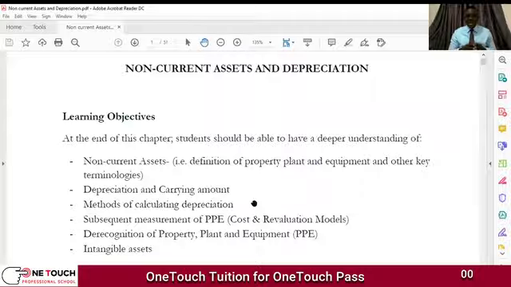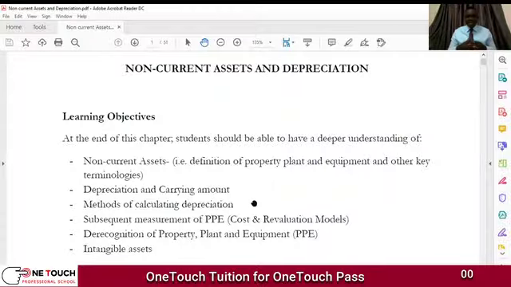Depreciation and carrying amount, because as an asset is being used in a business organization, it is normal that the assets will go through wear and tear. So how do we determine depreciation and carrying amount of an item of PPE? Good. From there, we will look at the various methods of calculating depreciation.